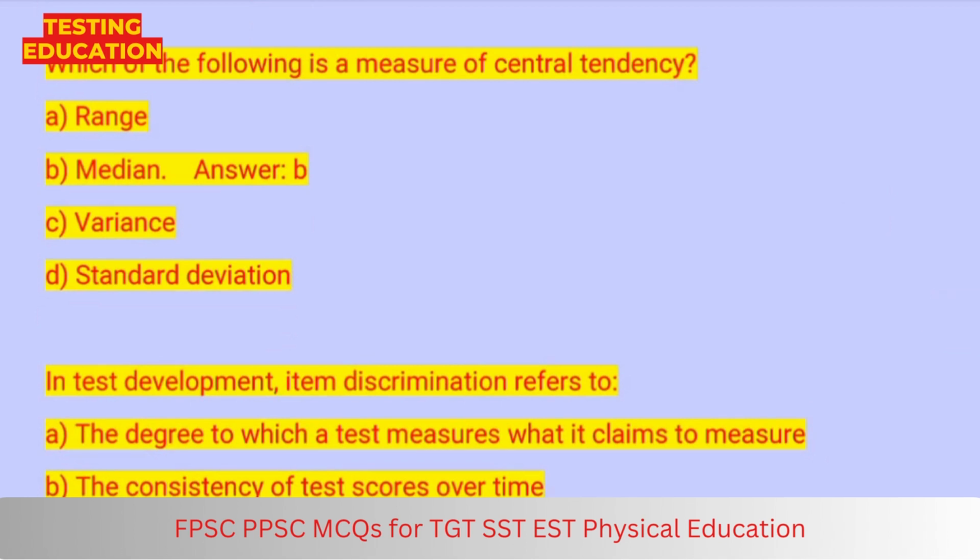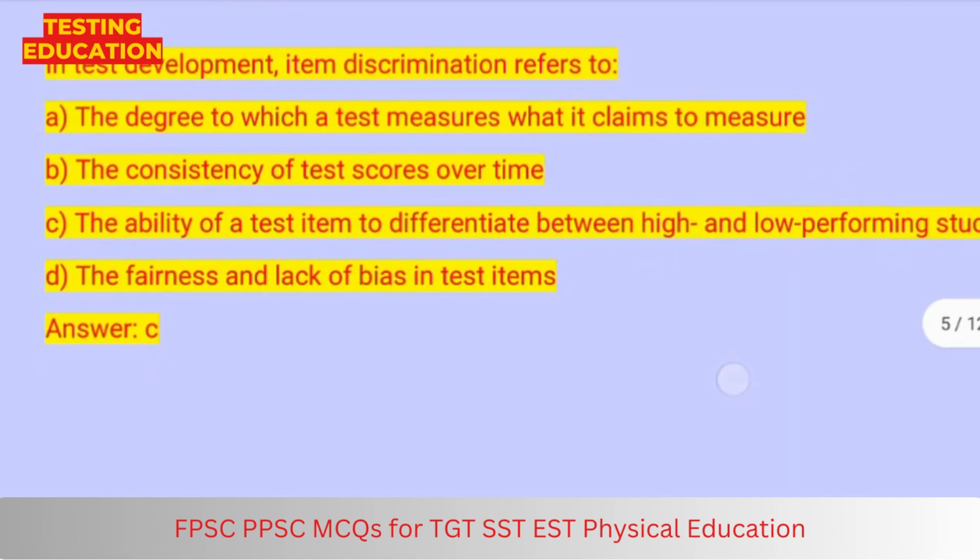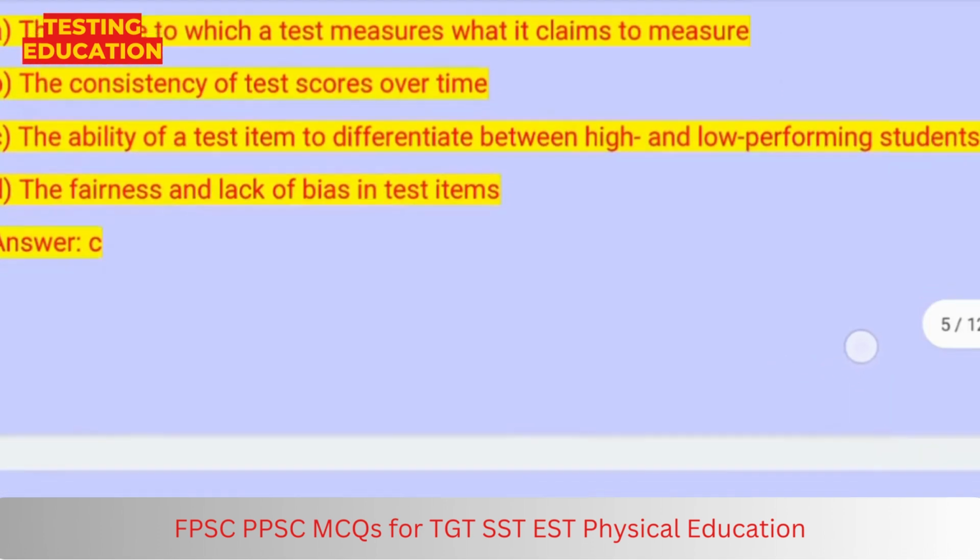Which of the following is a measure of central tendency? Answer: median. In test development, item discrimination refers to. Answer: the ability of a test item to differentiate between high and low performing students.